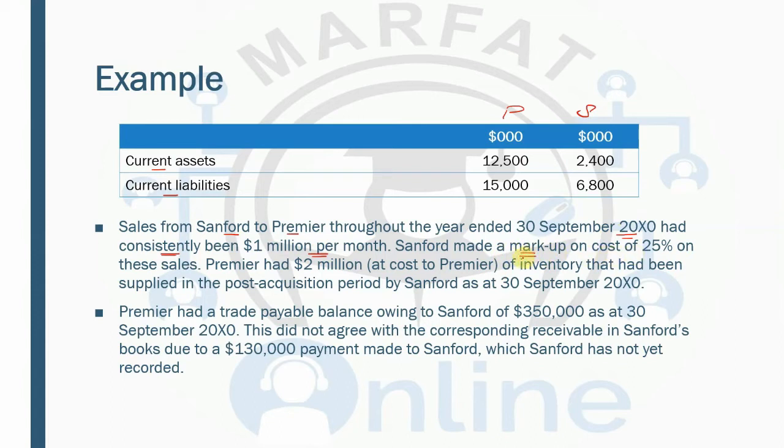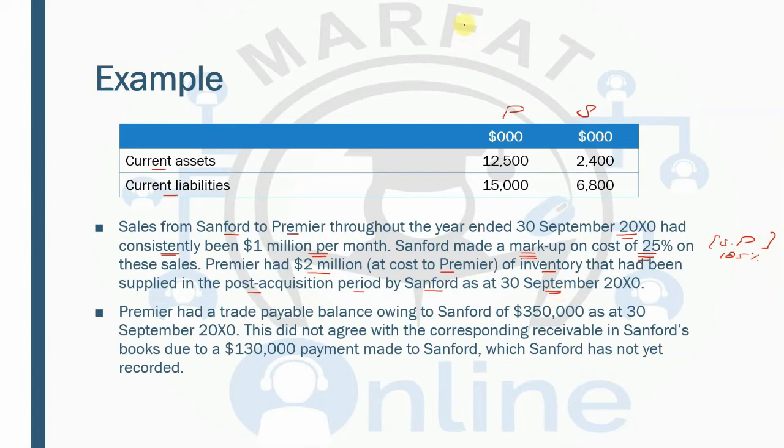Now markup means where the cost of sale is 100%. So the selling price will be 125%. In the markup where the cost of sale is 100%, when the markup is defined, now the selling price will be 125%. Premier had 2 million at the cost to Premier of inventory that has been supplied in the post-acquisition period by Sanford as at 30th September.